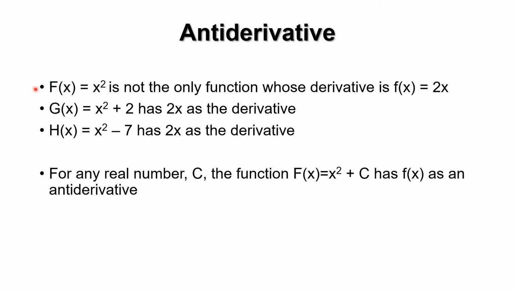When you have three different functions such as f(x), g(x), and h(x), which are x squared plus 2, x squared, and x squared minus 7 respectively, when all these three functions f(x), g(x), and h(x) are differentiated with respect to x, the resultant is 2x. When you differentiate f(x) you get 2x, g(x) also 2x, and h(x) is also another 2x as the derivative.